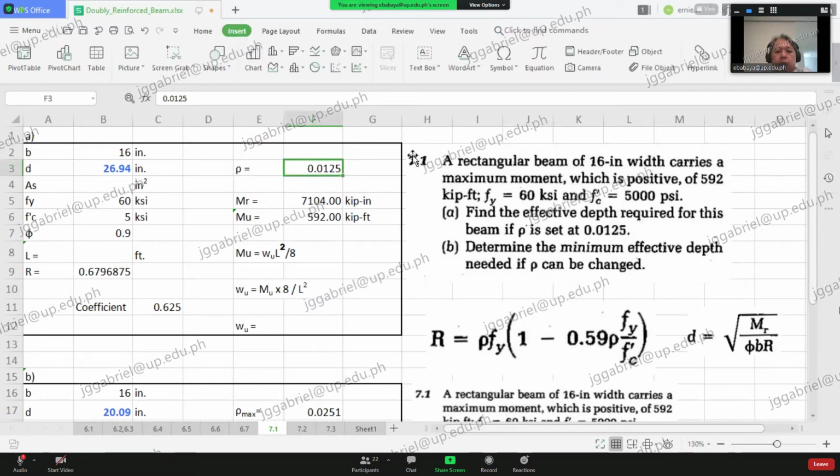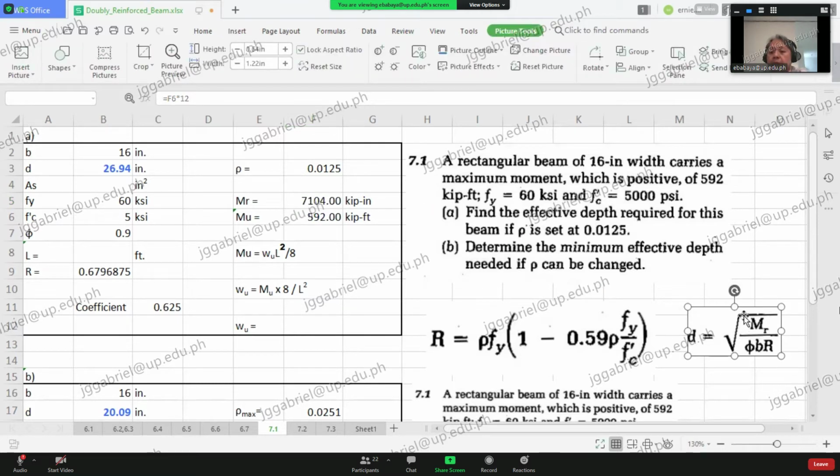So we have our rho already, so we are asked for the effective depth d. Now the maximum moment that it should carry is set already also. That's 592 kip-foot, so we substitute that to Mu. Now, if we want to get MR, because we need MR for this formula in getting the D or the effective depth.